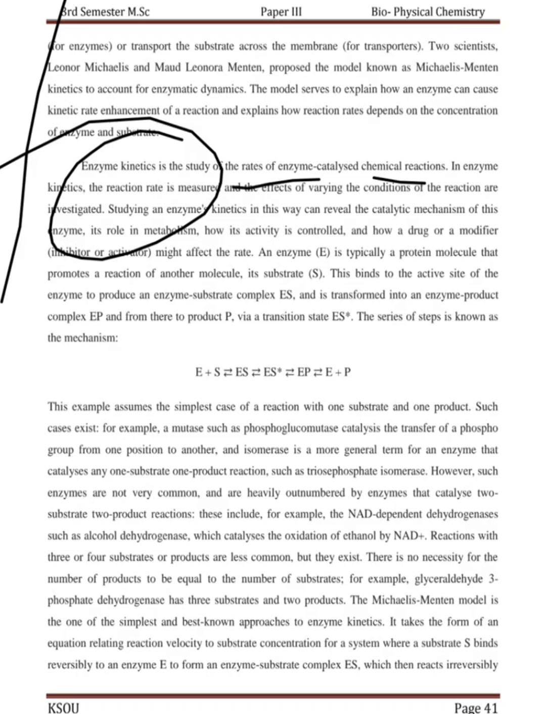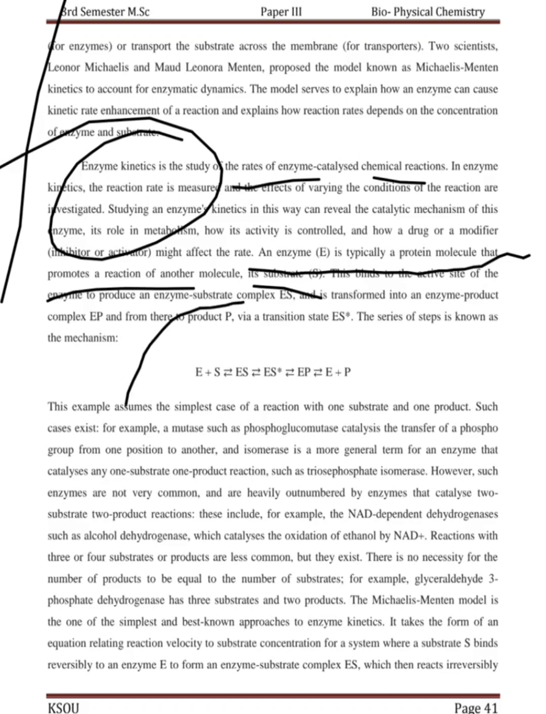An enzyme is typically a protein molecule that promotes a reaction of another molecule, its substrate. It's nothing but protein and ligand, or protein and substrate. Ligands can also be called substrates. Don't get confused: proteins are enzymes, and substrates are ligands.